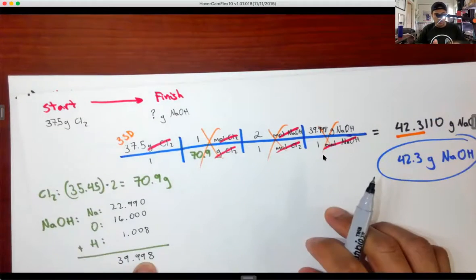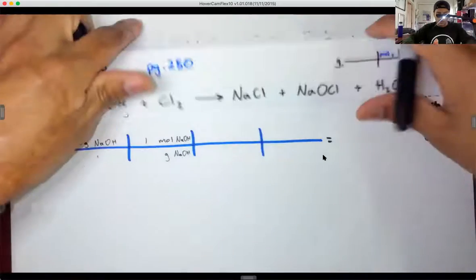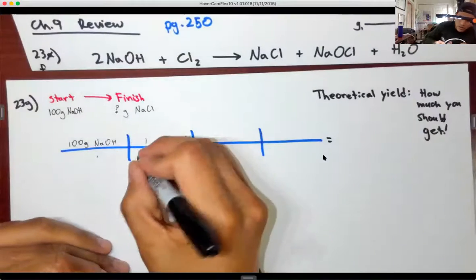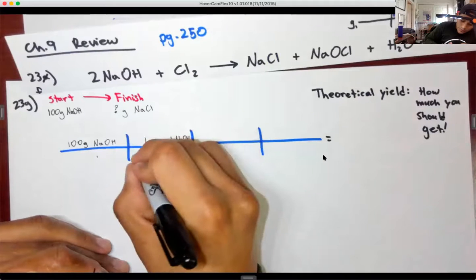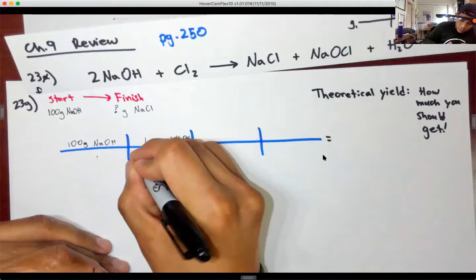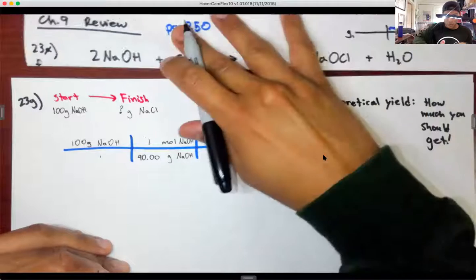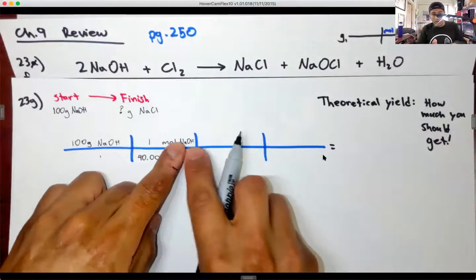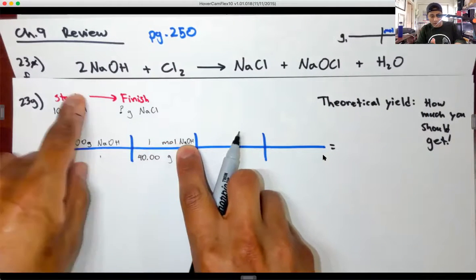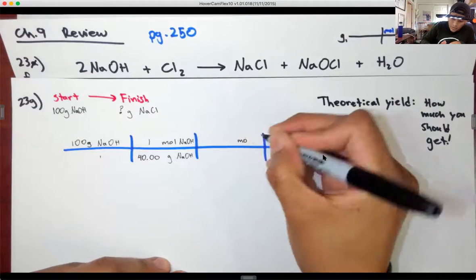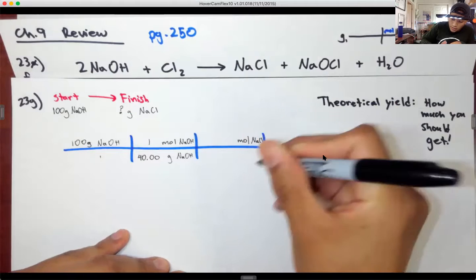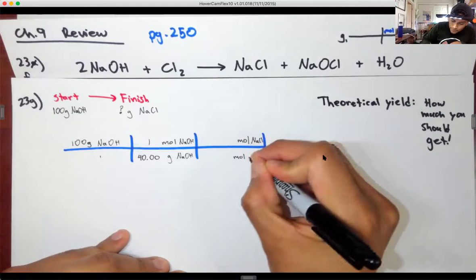We got 39.998. So always keep your work because it could help you. What was it again? 39.998. Let's just say 40.00 grams of NaOH per 1 mole of NaOH. Now we make the jump. Now we go from moles of NaOH to moles of NaCl because that's what we want.